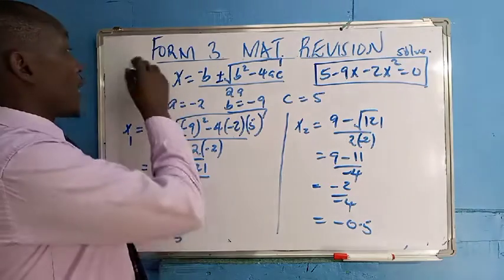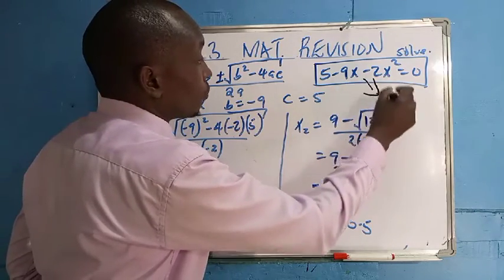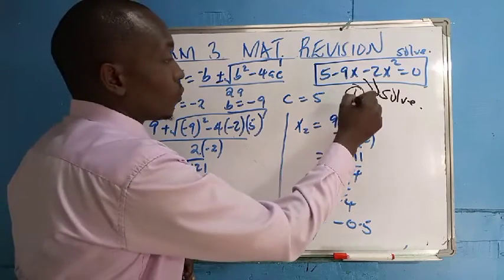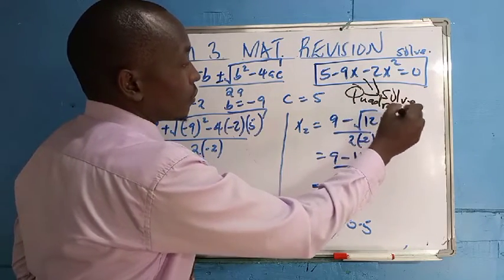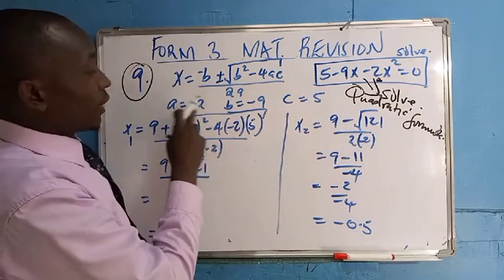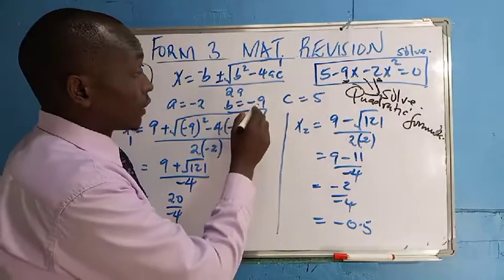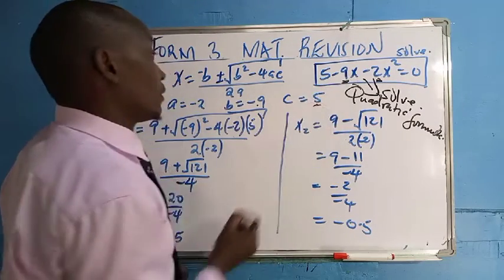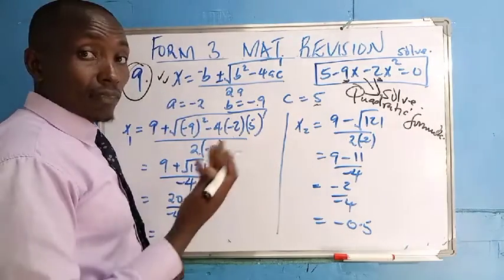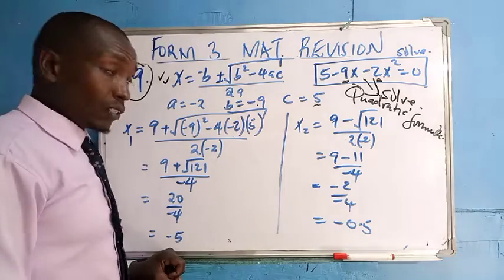Question number 9. The student is supposed to solve that question using the quadratic formula. This is your A. A is -2. This is the B, the coefficient of X, -9. And C, the constant there, is 5. And this is the quadratic formula that you don't need to bother so much with. It is in the mathematical table.